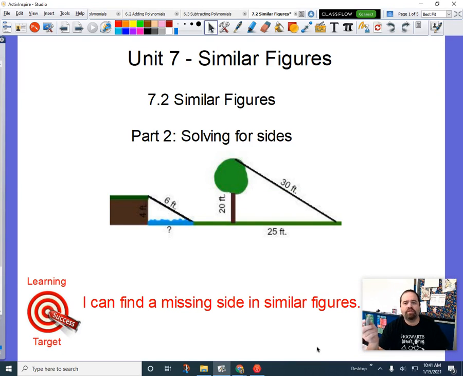Okay, so picking up where we left off yesterday, we've got this idea of these two figures where one is enlarged or shrunk down to create the other one, and the corresponding sides. If you haven't watched that video from yesterday, if you haven't done the assignment from yesterday, do that first, then come back and do this. You have to be able to pick out these corresponding pieces.